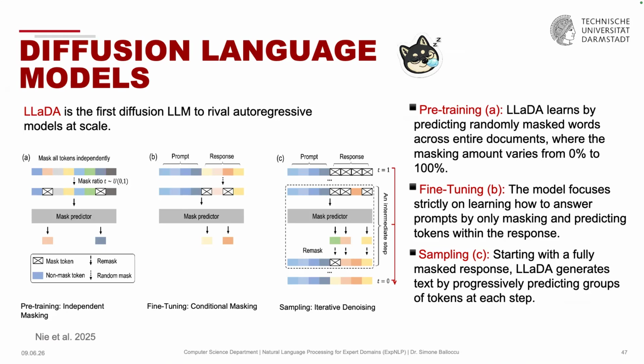And at the end, when you want to run inference and use the model, you give it the full prompt and you give it a full mask token sequence as a response. What this model does is that it starts generating the response as groups of tokens at each step. So a key difference here from other autoregressive LLMs is that it doesn't generate outputs only one token at a time. It generates them group by group.